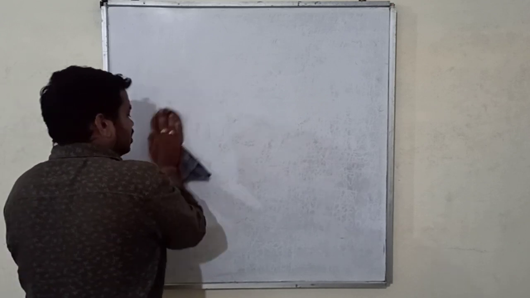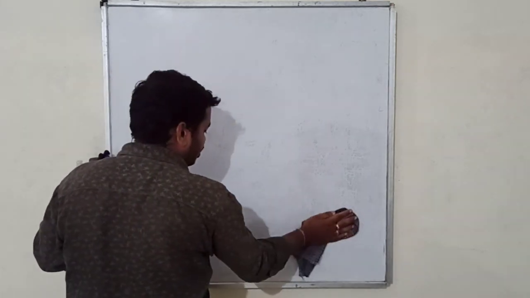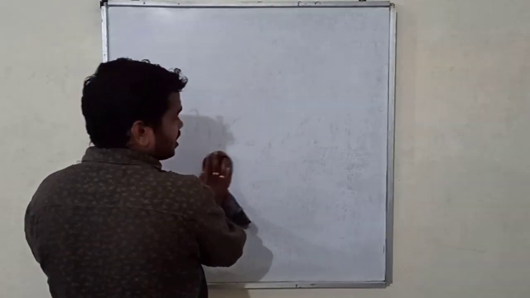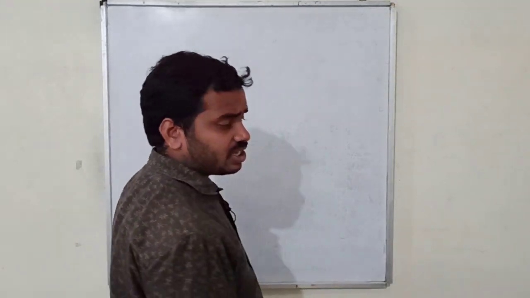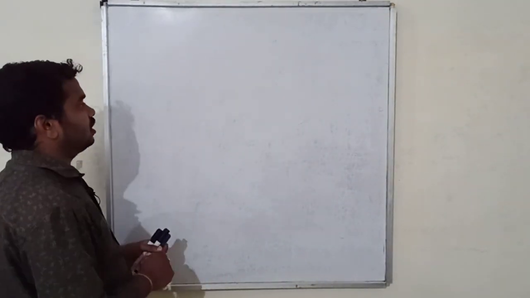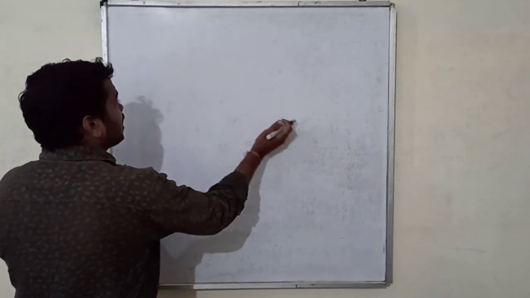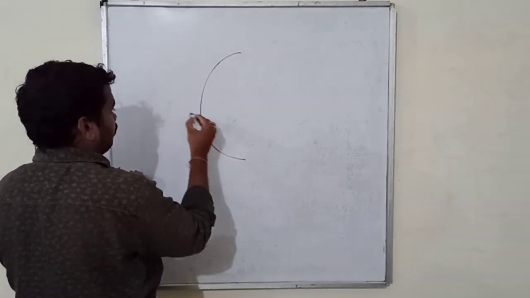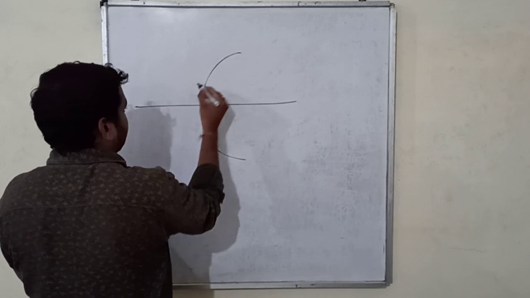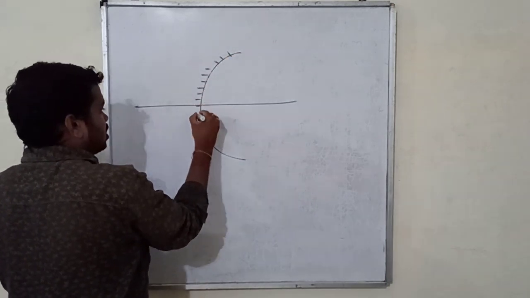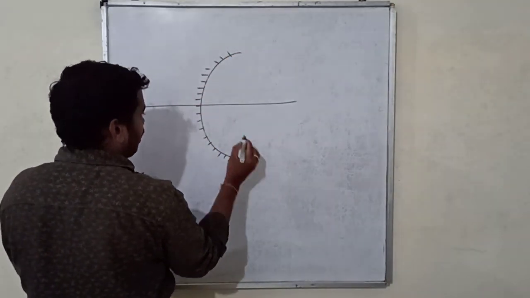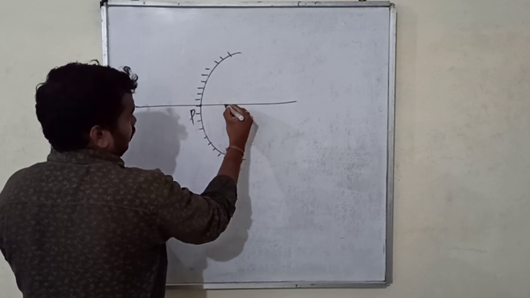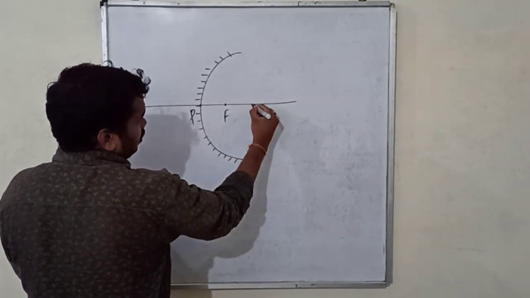If the incident ray is passing through the center of curvature, then the reflected ray retraces the same path, or else the reflected ray also passes through the center. That's what I have told you. So why exactly does it happen, you see. This is the explanation of the first case, okay? Focus, center.